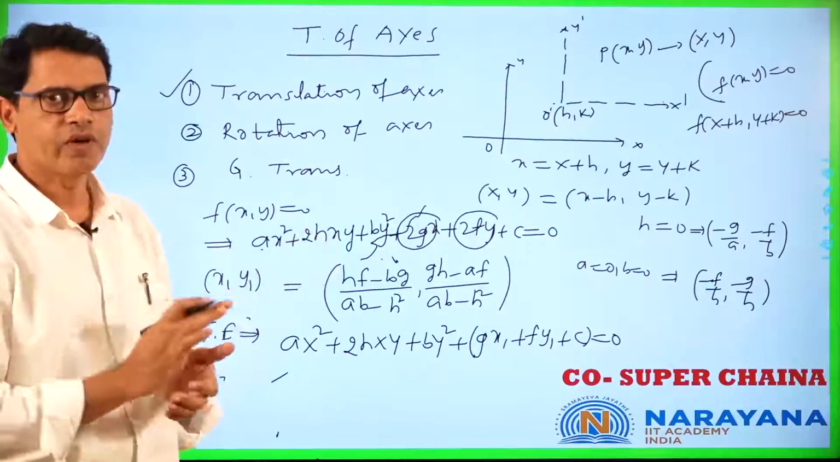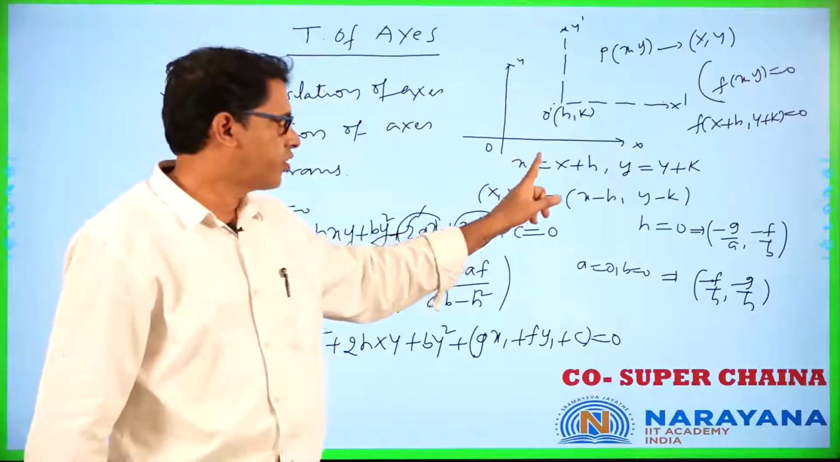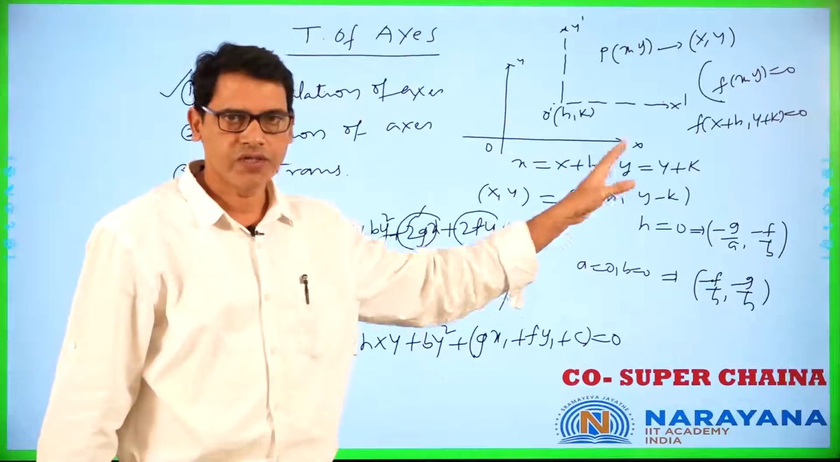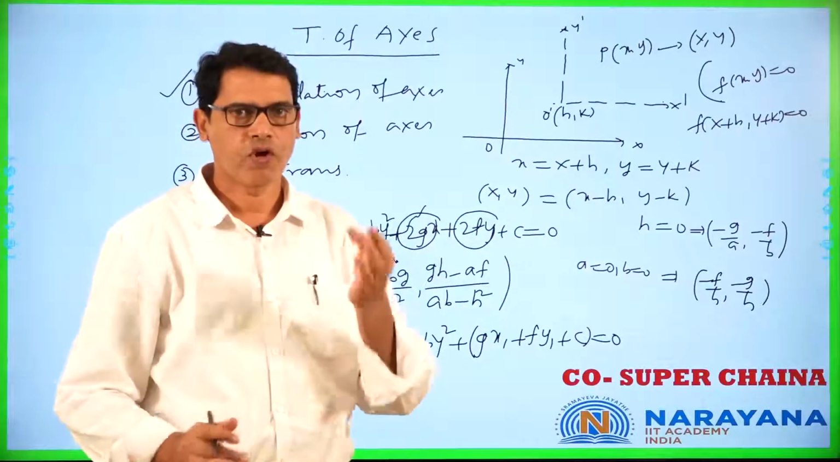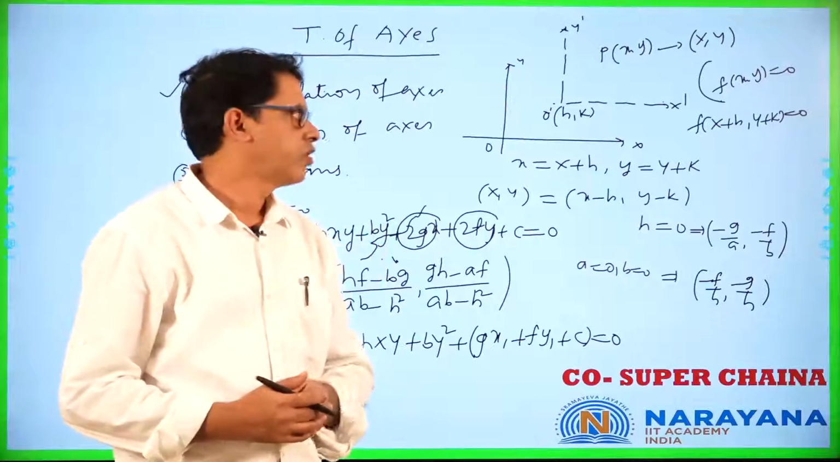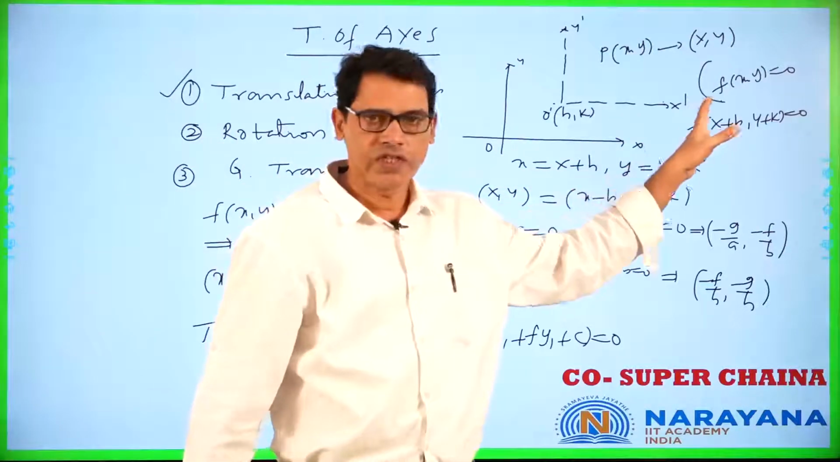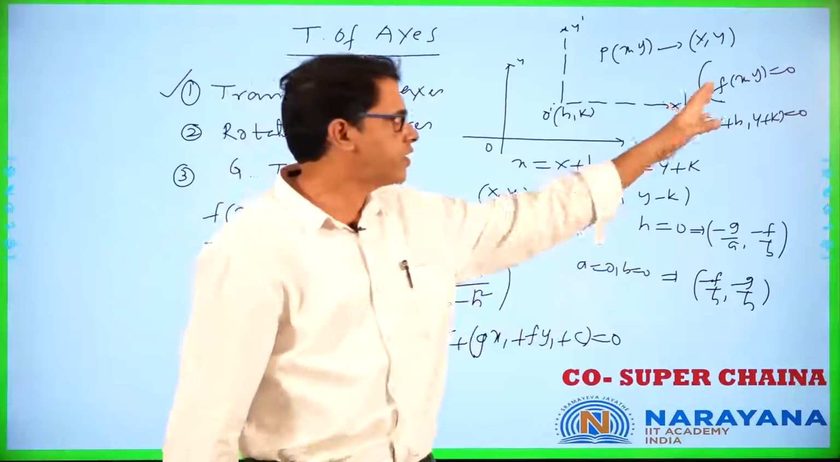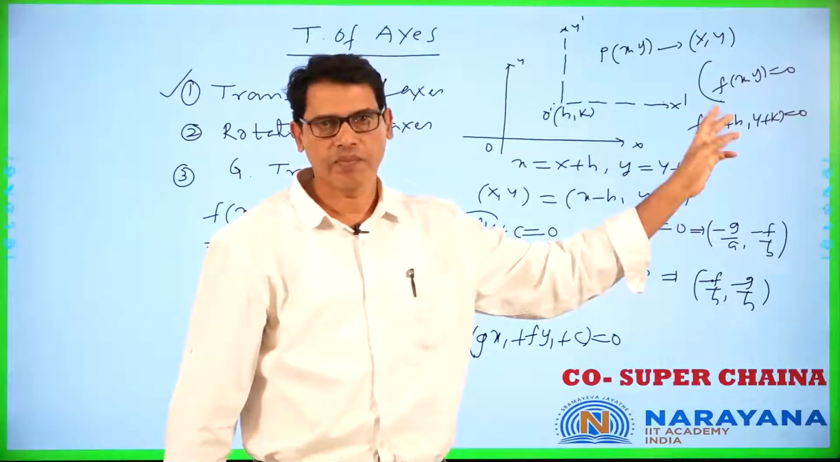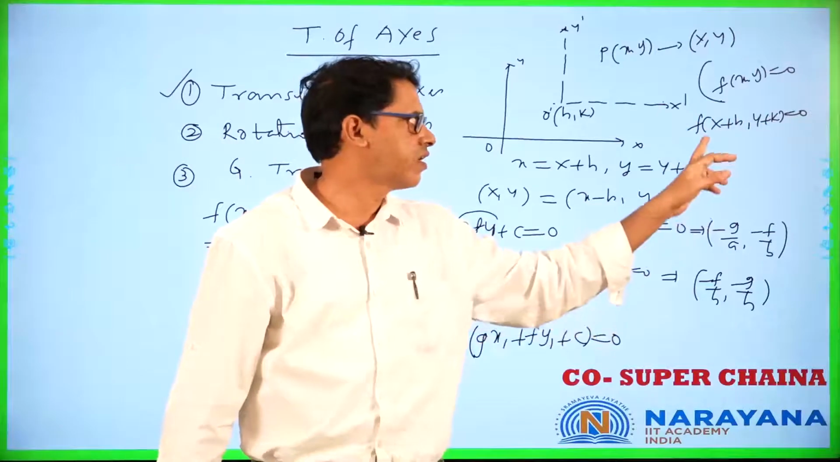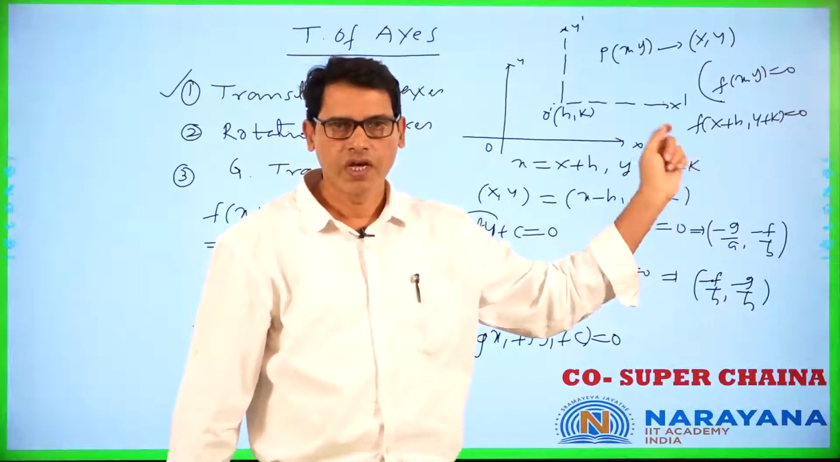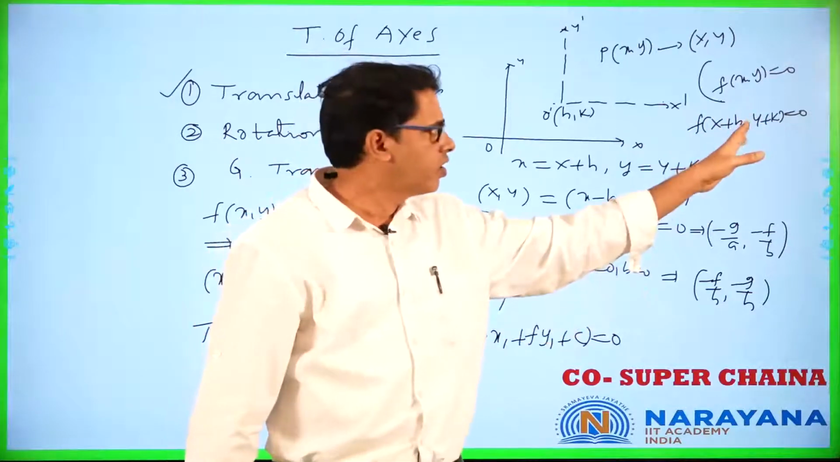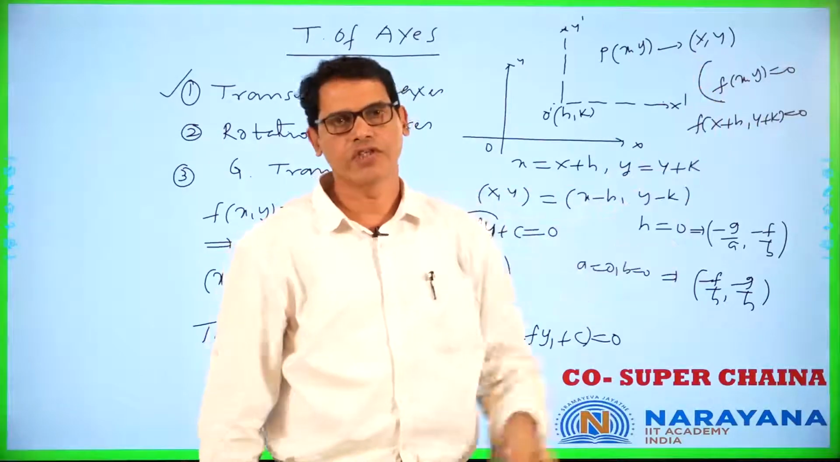So first, point number 1: small x equals x plus h, y equals y plus k. Point number 2: if the original equation is given, then how to find the transformed equation? In the place of x, write x plus h. In the place of y, write y plus k. Means the transformed equation is what? F of x plus h, comma y plus k equals 0.